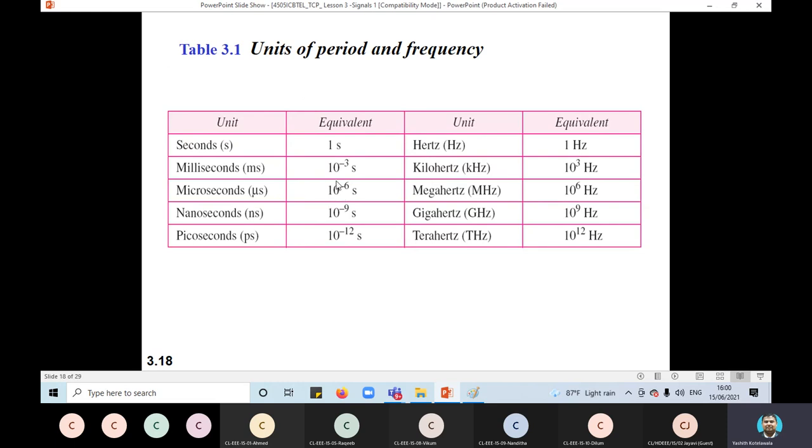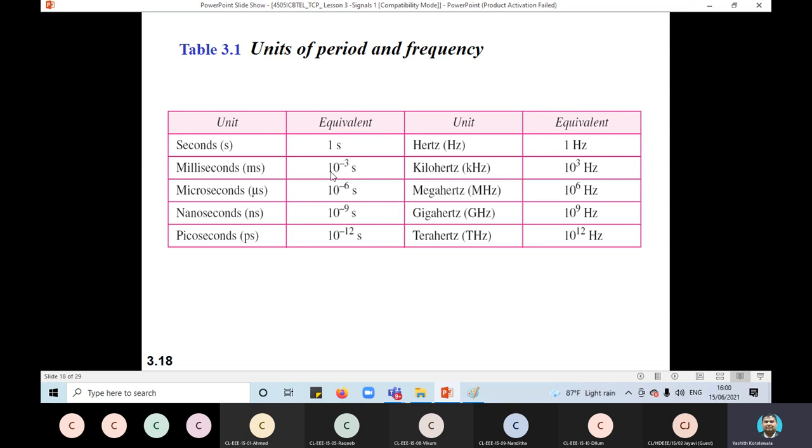Now, 10^-6. If you multiply 10^-6 with 1000, what will happen? 10^-6 times 10^+3. Negative 6, positive 3, answer is negative 3. So when you take microseconds and multiply by 1000, you get milliseconds. When you take milliseconds and multiply by 1000, you get seconds. So the multiplication factor between each is 1000.